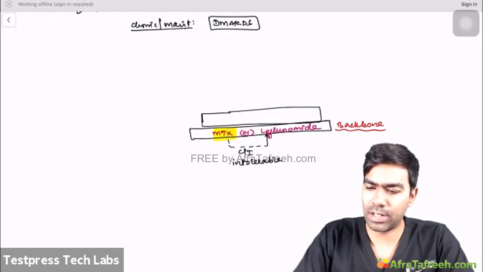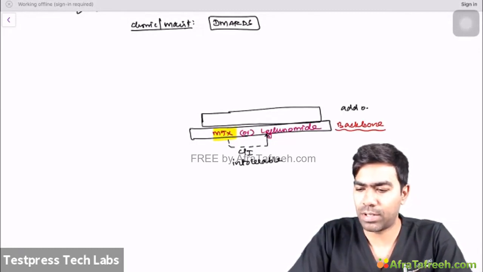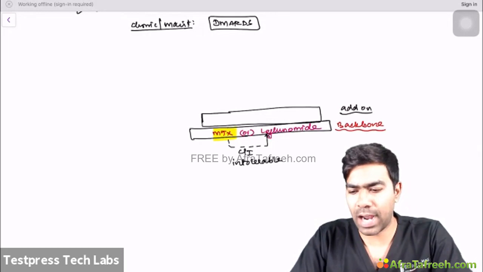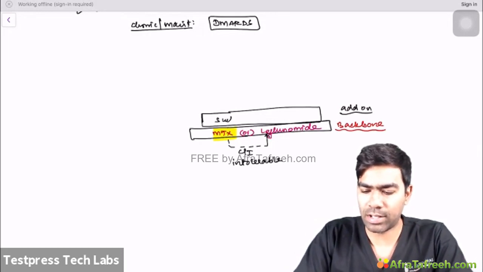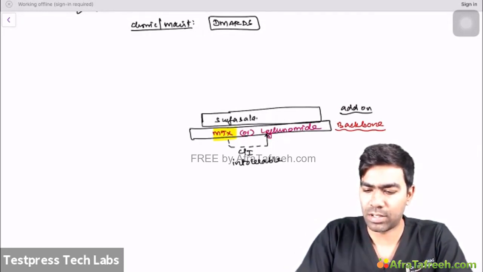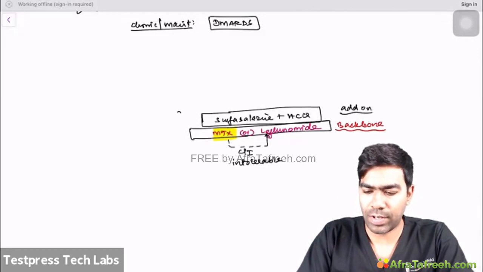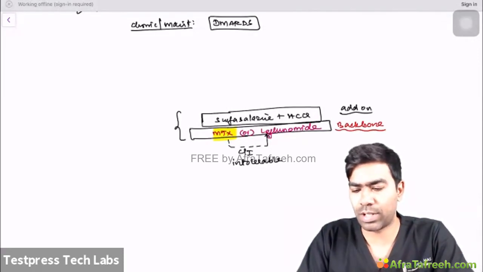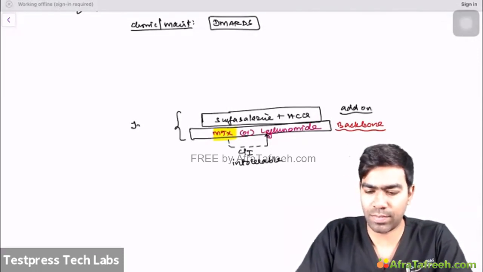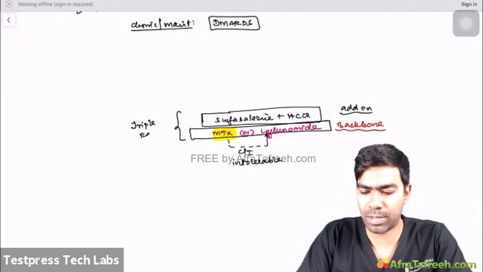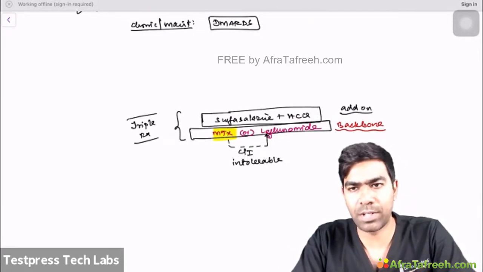Okay, this is basically going to be a sort of an add-on therapy. So other DMARDs can be added to it. So typically I'll be adding sulfasalazine and probably HCQ. So this is the second line I'll be adding after methotrexate. Whenever you have methotrexate with sulfasalazine and hydroxychloroquine, we call it a classic triple therapy. This is what you mean by triple therapy.